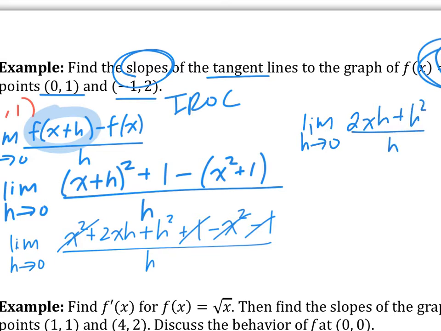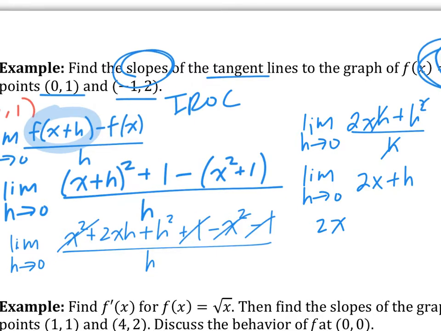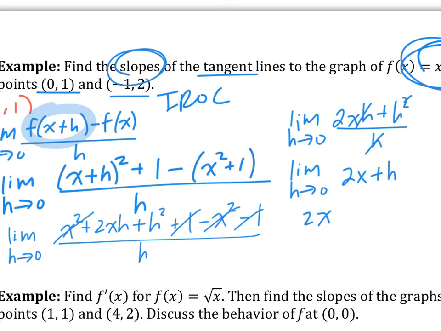Okay, so the next thing that's going to happen is that h definitely has to cancel. If it doesn't cancel, then you shouldn't have gotten a 0 over 0 in the first place. So this is 2x plus h. Now when h goes to 0, that is just 2x. So what is 2x? Yes, this is the slope of this tangent line at just x squared plus 1. We haven't plugged in 0, 1 yet. So this is basically the derivative.